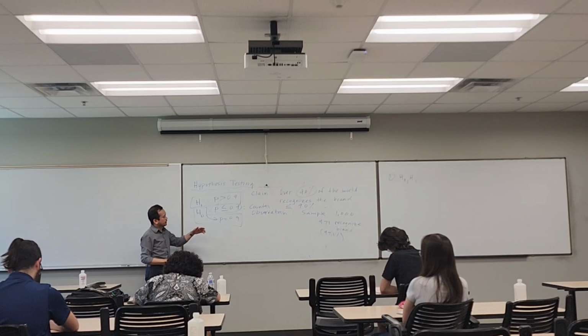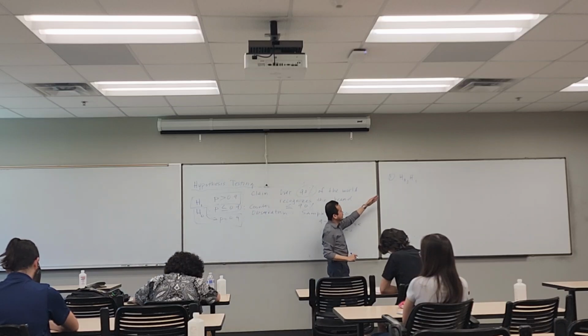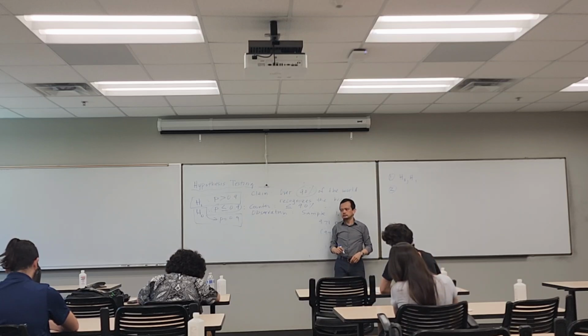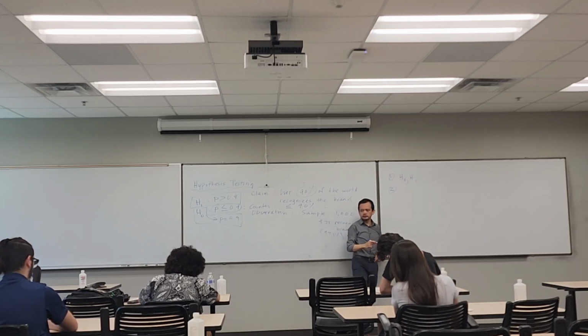Okay, and so that was the first step, which is identifying H0 and H1. What was the second step? Assume H0 is true. Yeah, assume H0 is true.